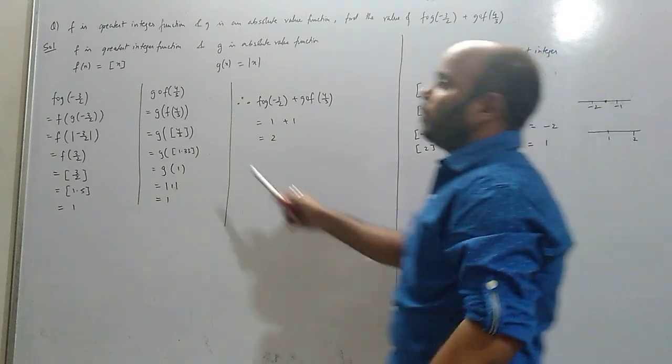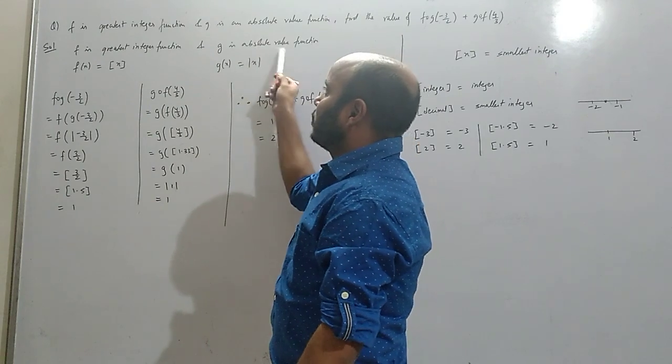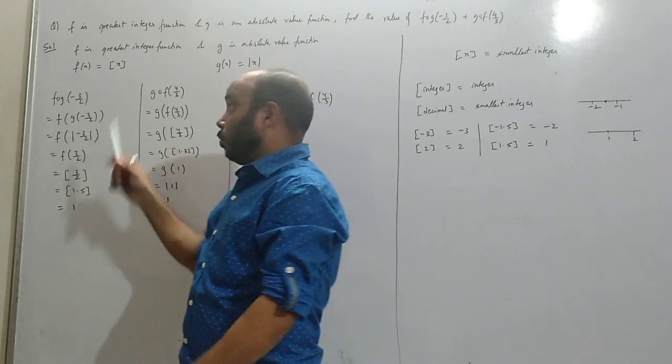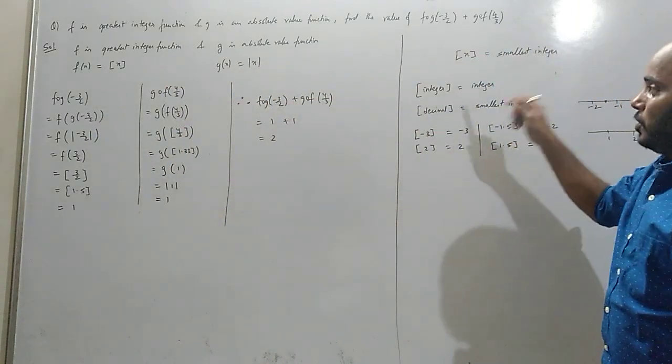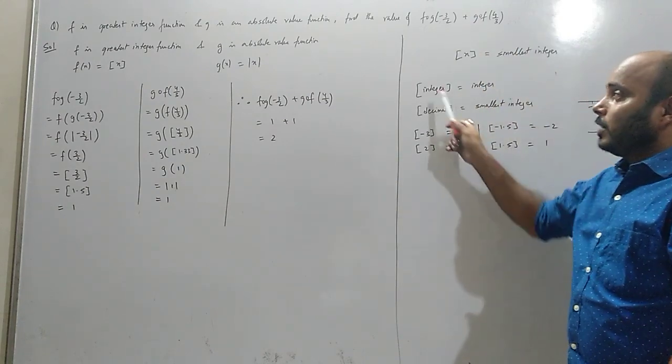Now, if you don't remember the name, it's okay. We know how to solve mod x, we just don't remember the name. But how do we solve the greatest integer function? You can think of the answer as the smallest integer, okay?